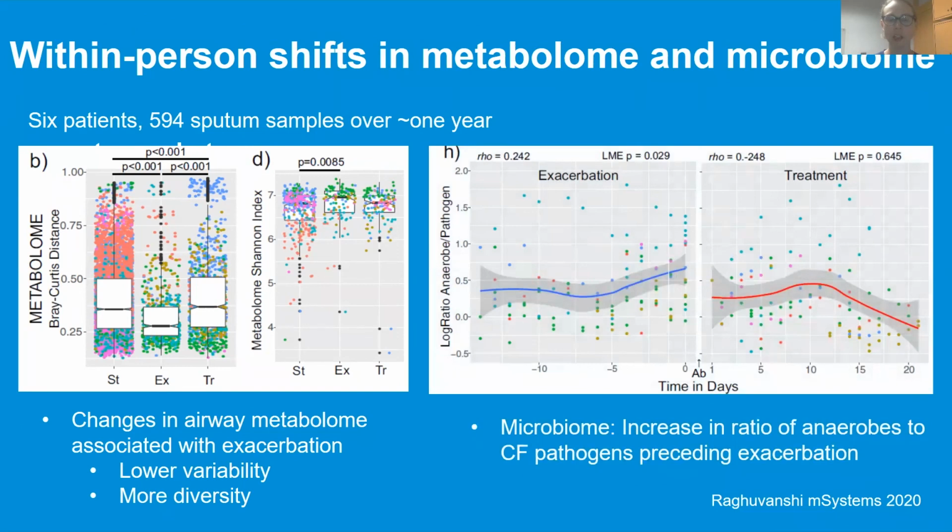Finally, within-patient changes in airway microbiome over the 14 days preceding pulmonary exacerbation were evaluated here with an LME model, and significant increases in the ratio of anaerobes to CF pathogens were observed in the days leading up to CF exacerbation, or time 0 here, which then trended downward with antibiotic treatment.